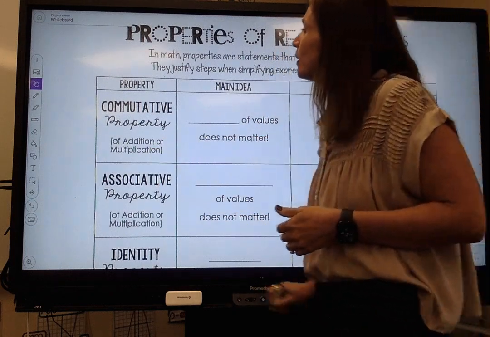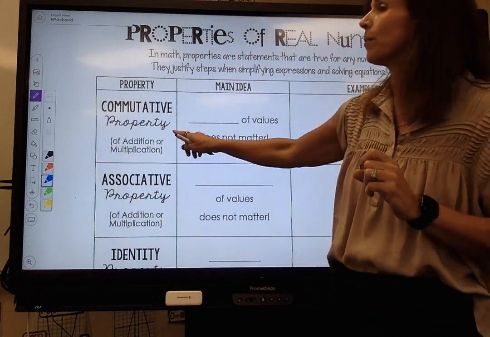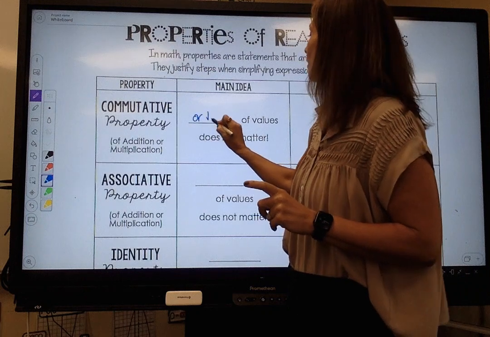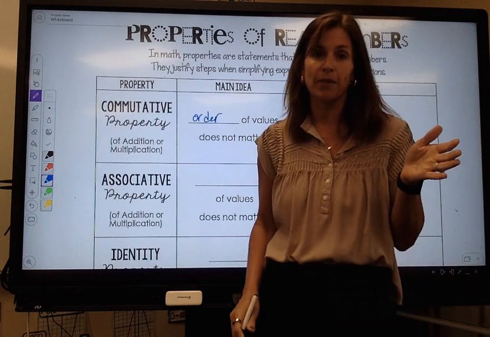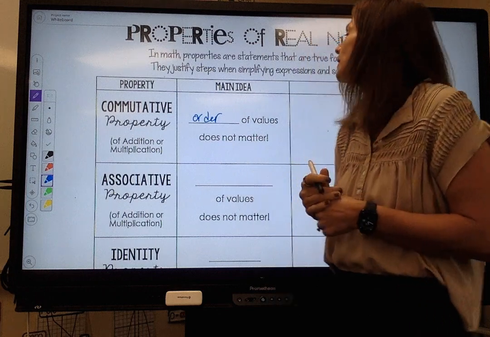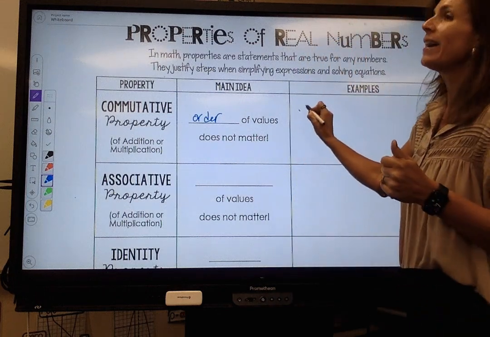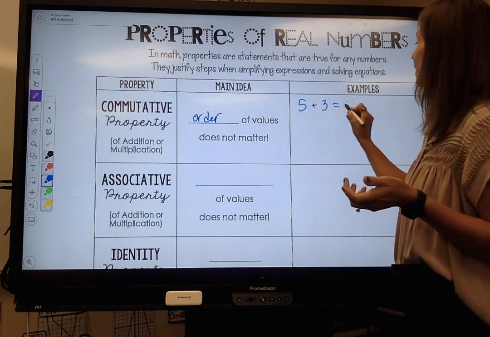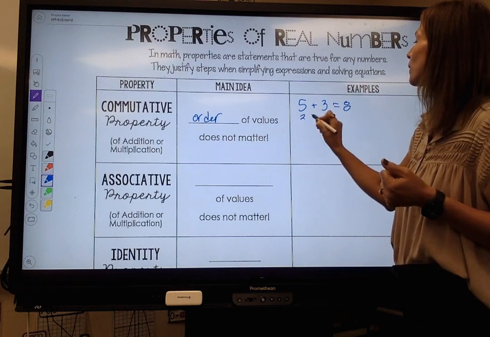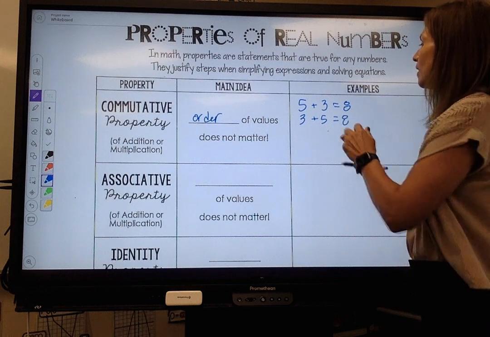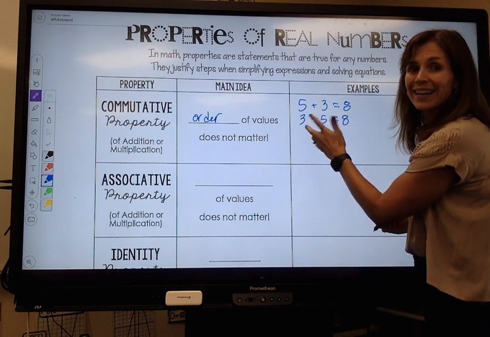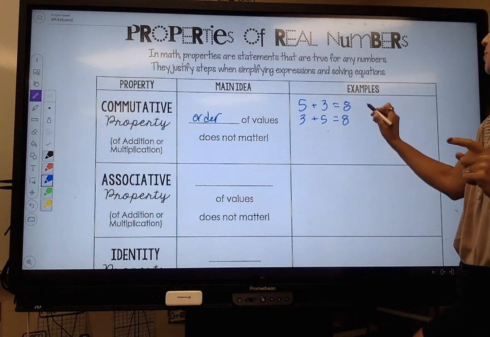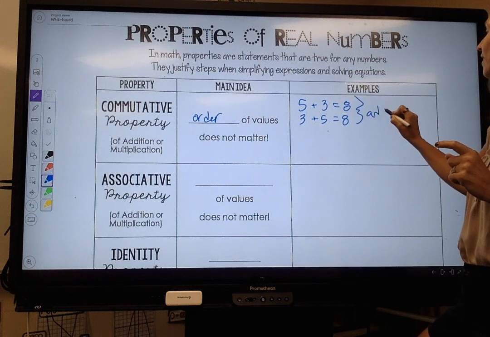So let's take a look at the commutative property. The commutative property is where the order of values does not matter. I know you've heard it. I know you've seen it. For an example, if I said, what is 5 plus 3? We know that it's 8. I also know that 3 plus 5 is equal to 8. So the order in which I added doesn't matter. That is the commutative property. This is the commutative property of addition.